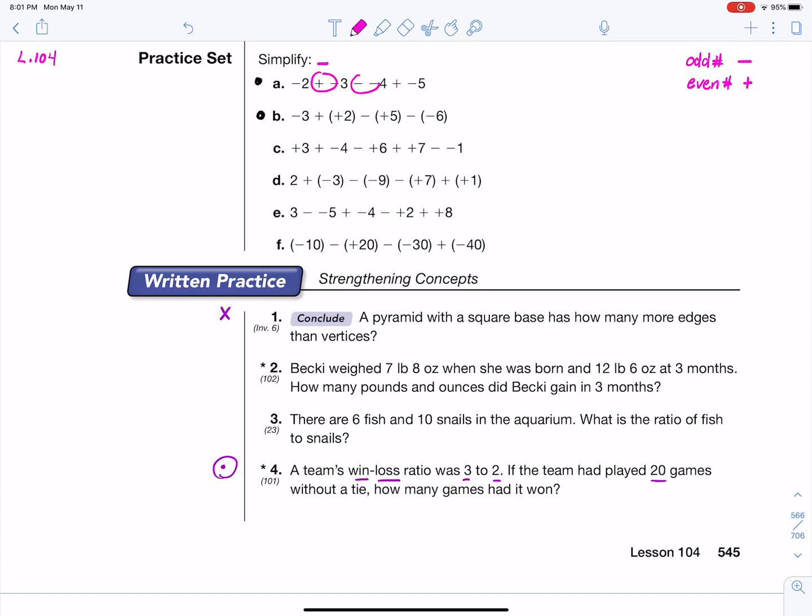On the second grouping, I have two negatives. So that's even. I'm going to add. Last one negative, subtract. Now let me write that without all the fancy stuff. So I have negative 2 minus 3 plus 4 minus 5.